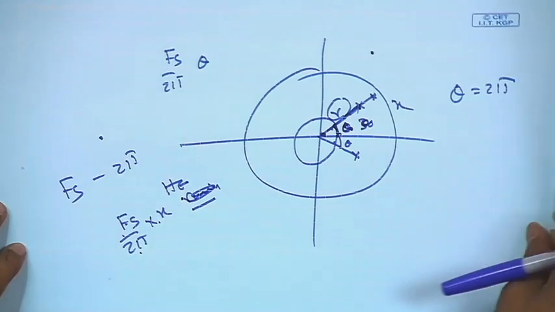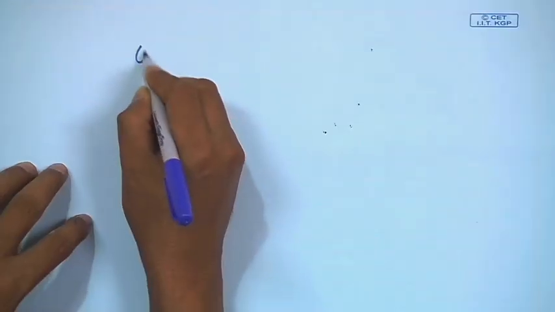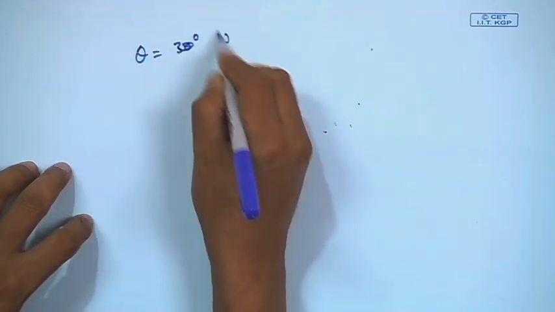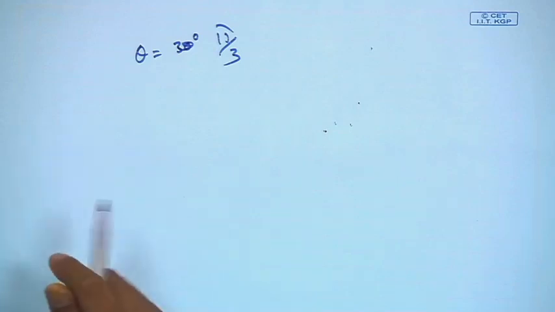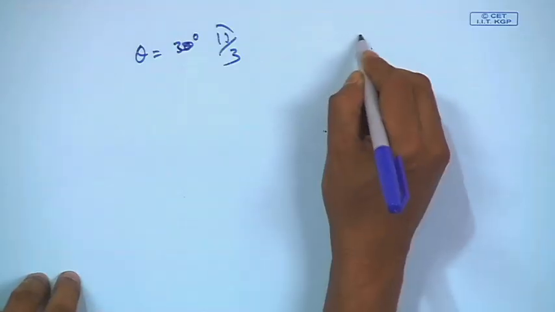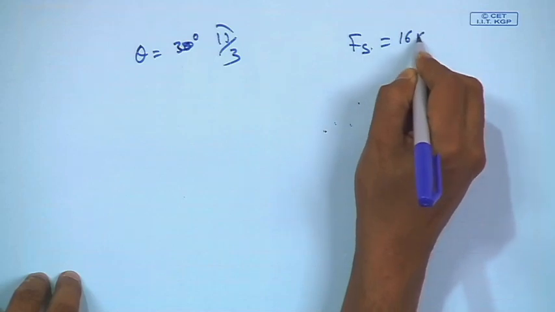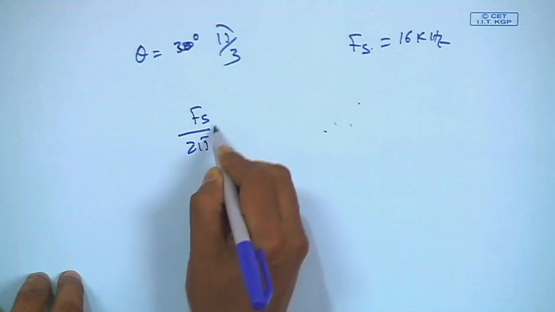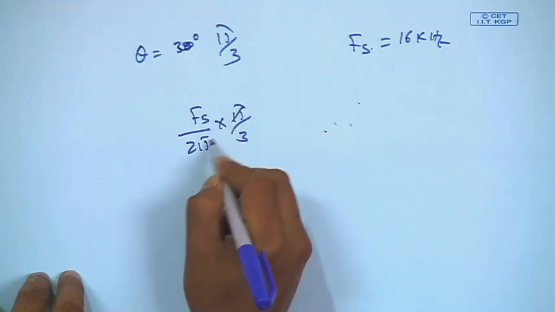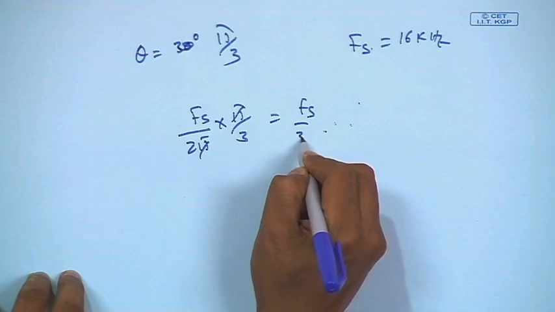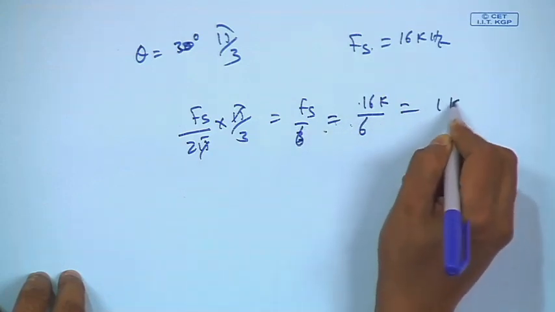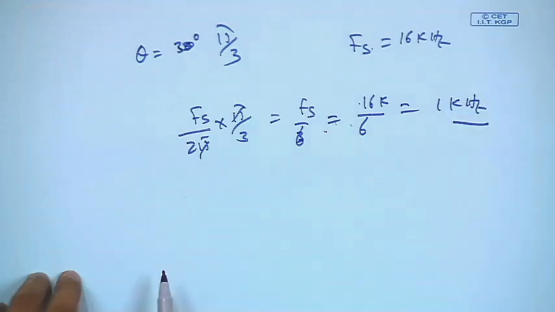So, suppose I have a pole. No example is there, so suppose theta is equal to, let us say, 30 degree or pi by 3. So, what is the formant frequency? Let us say Fs is equal to 16 kilohertz. Then Fs by 2 pi into pi by 3, so Fs by 6, is nothing but 16 k divided by 6. It is about 1 kilohertz formant frequency.